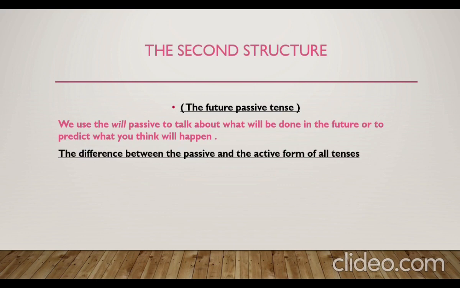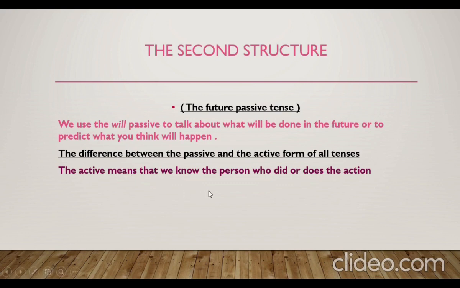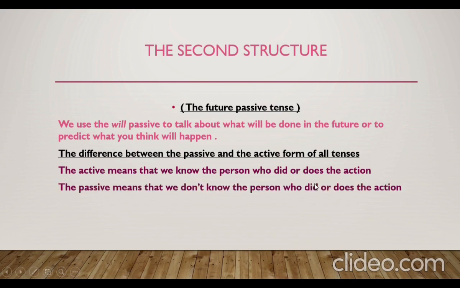The difference between the passive and the active form of all tenses. The active form means that we know the person who did or does the action. The passive form means that we don't know the person who did or does the action. We use did when we are talking about the past, does when we are talking about the present, and will when we are talking about the future tense. So in all tenses, we have passive and active form.